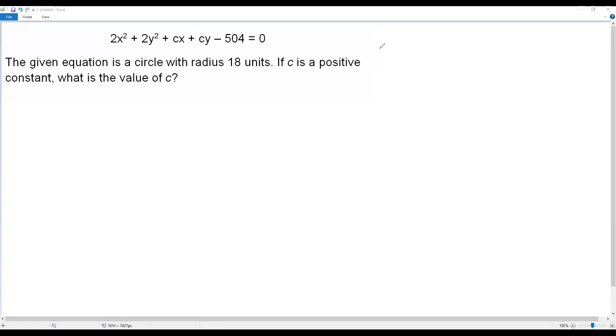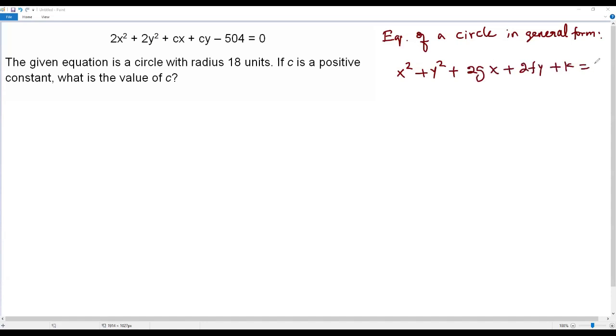Before we start solving this question, first let me write the equation of a circle in general form. The equation of a circle in general form is x² + y² + 2gx + 2fy + k = 0. So this is the equation of a circle in general form.